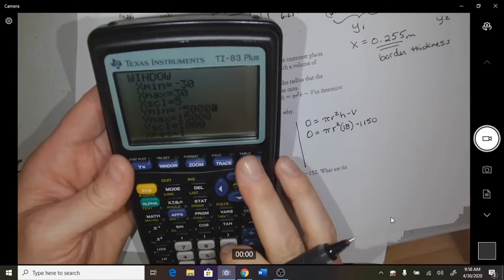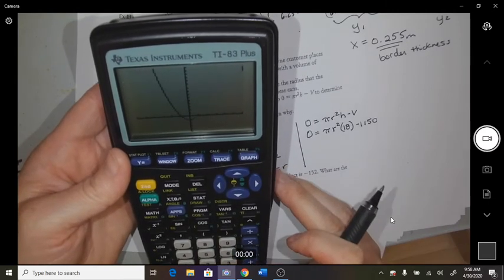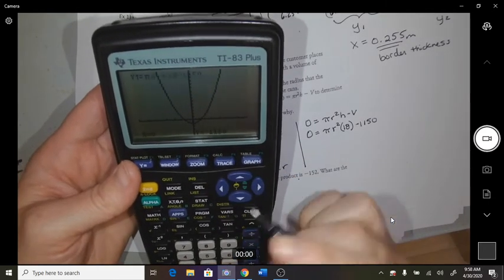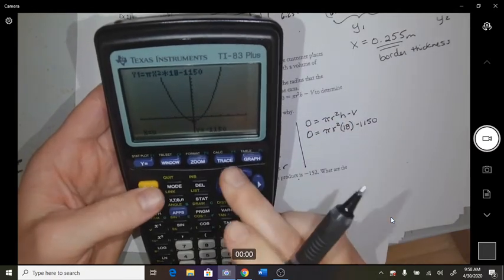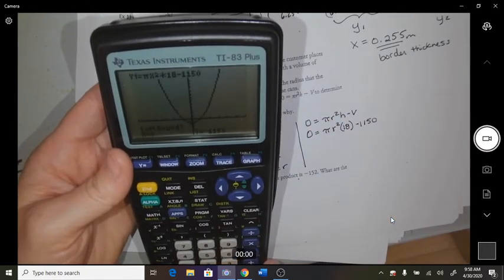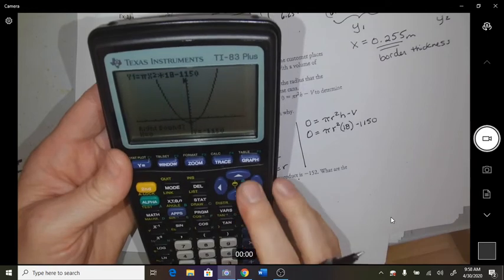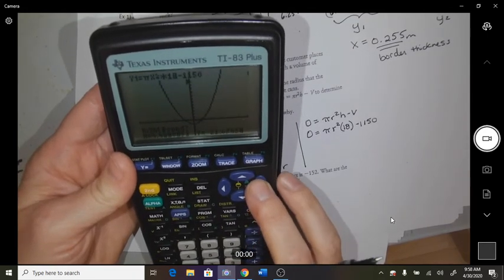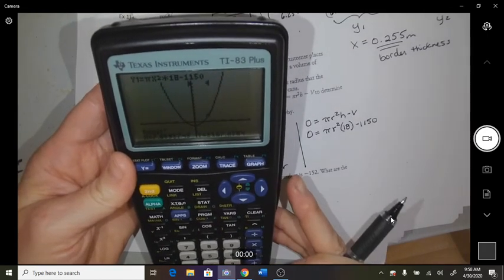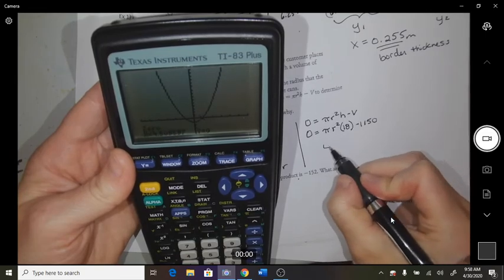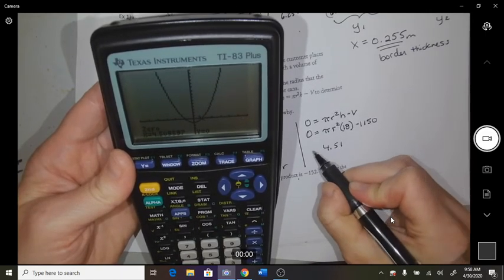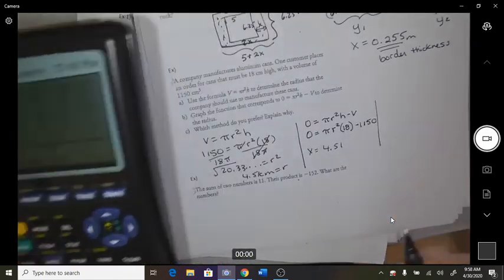Okay, we want to know where this equals 0, so we want to know this intersection. So calculate the zero, left, move it to the right, and 4.51. It's the same result. So which method do you prefer? It just would be up to you.